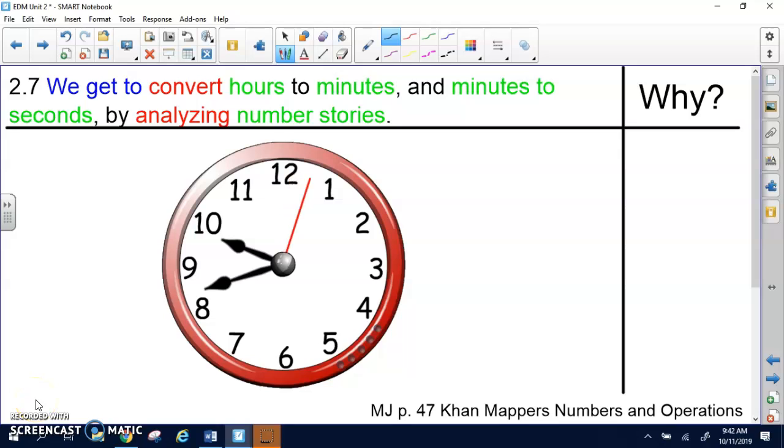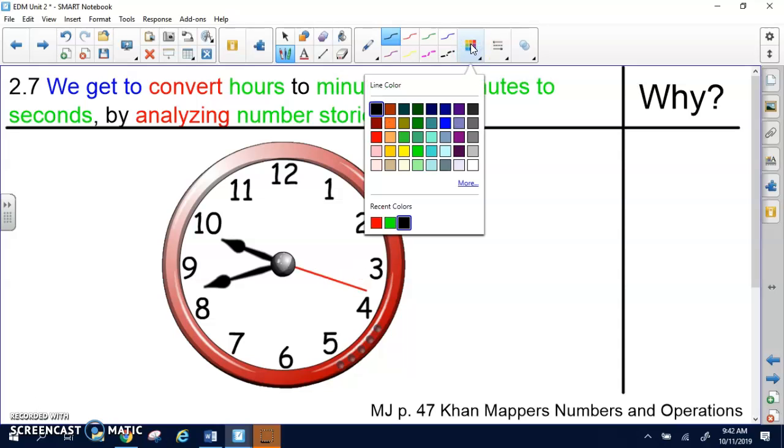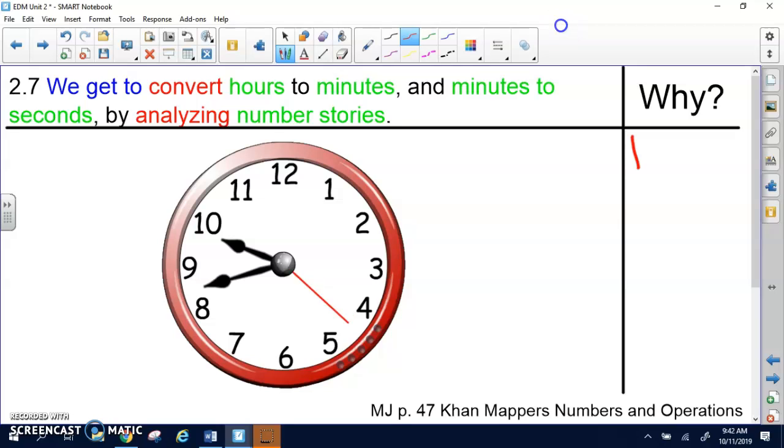Convert hours to minutes and minutes to seconds by analyzing number stories. Why is it important to be able to convert hours to minutes and minutes to seconds in your mind? Yes. So that you can tell the time, and so that you're not late for going to school or going to meetings or going to work. Yep. Tell time. You want to make sure you're good with your schedule, right? Any other thoughts about telling time?